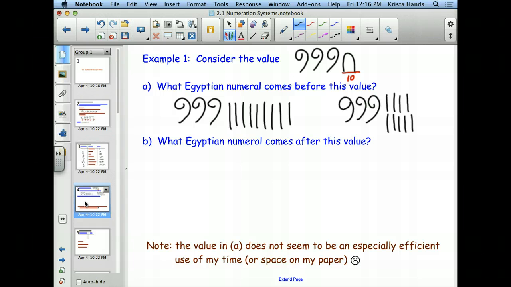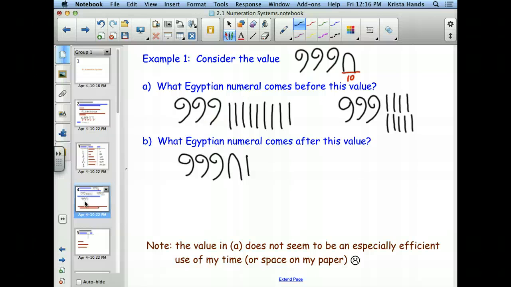The next question asks what numeral comes after this value. And again, it's the 10 at the end that's causing the concern, or that causes the answer to be answered. The first 3 parts stay the same. So I still have my 3 scrolls. But what comes after 10? 11, and how would you do 11 in their system? You just keep that heel bone, and you'd add that vertical staff. Any questions on that?